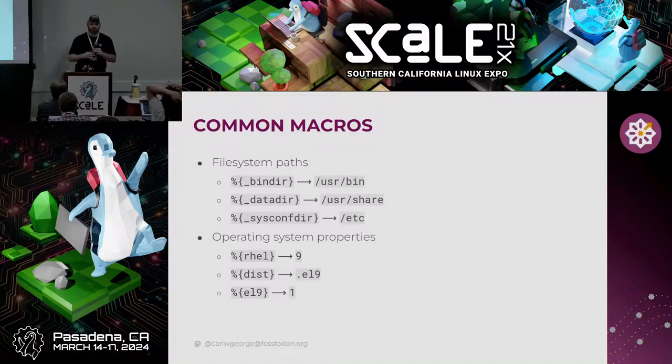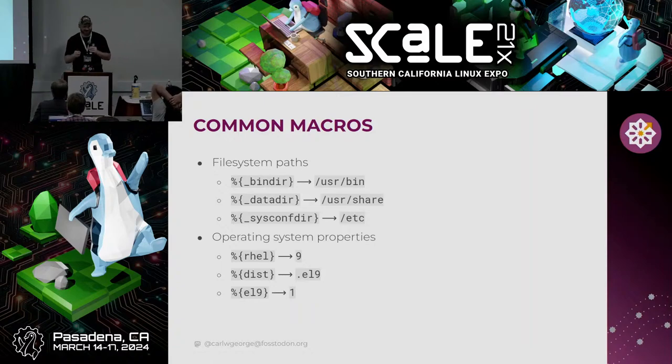Some of the really common macros are for file system paths. So _bindir is going to evaluate out to /usr/bin. _datadir goes out to /usr/share. _sysconfdir expands to /etc, which I always hate because what it evaluates to is shorter than the number of characters of the macro itself, but that's my OCD acting up. There's also an _etc macro. Yes, but still, _etc with the macro around it is still longer than just putting /etc.